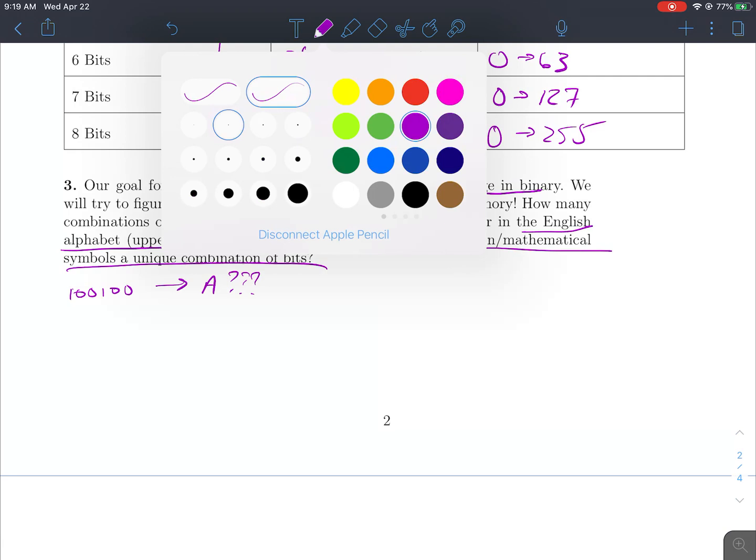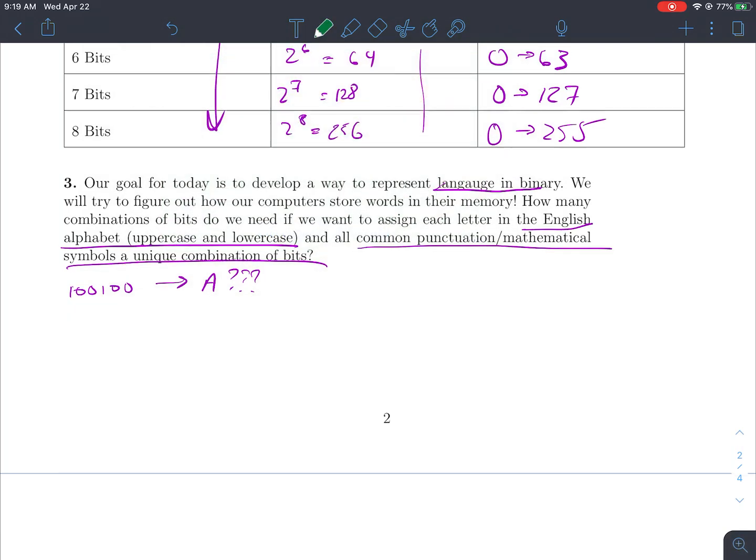So let's think about this like we were trying to build a computer from the ground up. So we know we need the capital letters. That's going to be 26 capitals, right? Because the alphabet is 26 letters. We know we need the lower cases. That's going to be another 26. We know we need punctuation. So let's think about common punctuation symbols. We need like a colon, a semicolon, a comma, a period, an apostrophe. I don't know what else we need punctuation-wise. I'm sure we can think of other ones.